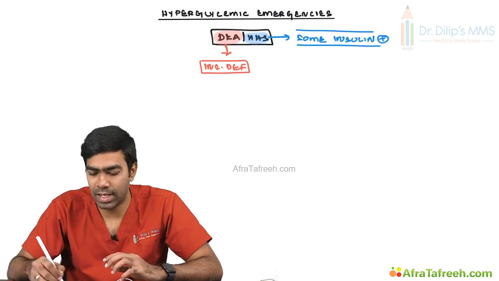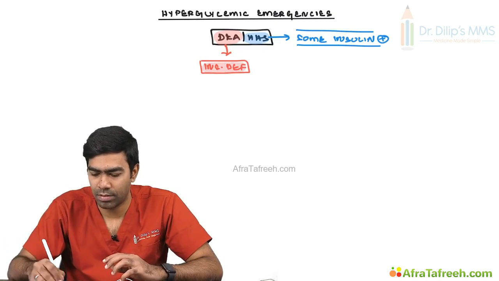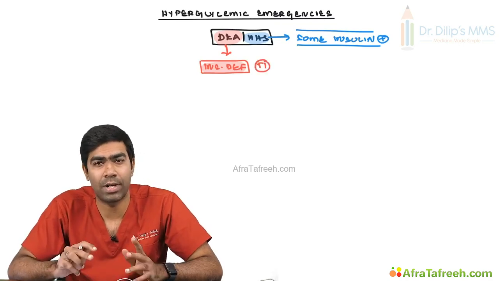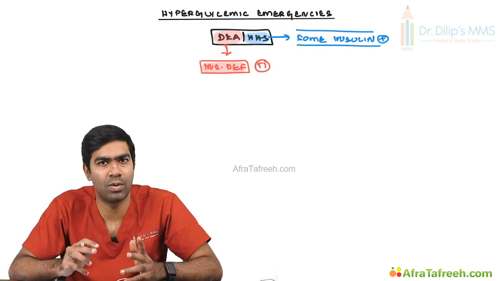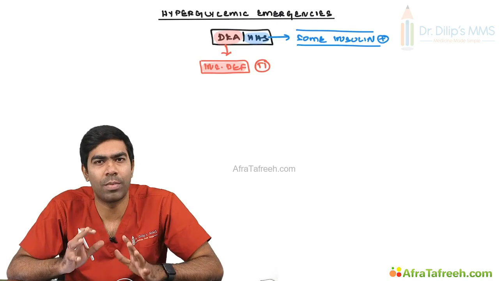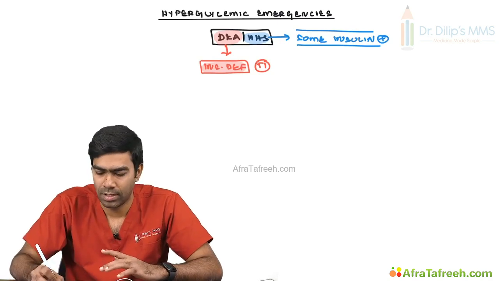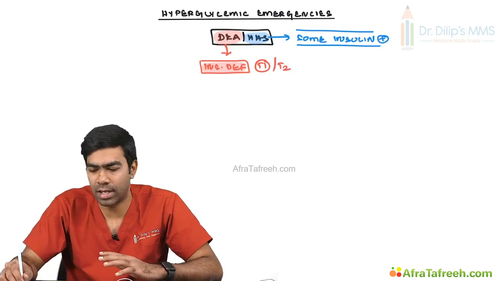Because DKA is due to insulin deficiency, we know very clearly it's very common in type 1 diabetes mellitus, because type 1 diabetes mellitus is associated with an absolute insulin deficiency. So the most common presentation of type 1 diabetes mellitus is DKA only. Usually they present as DKA. On the other hand, it can happen in certain patients. For example, 5% of type 2 diabetes mellitus patients can also have DKA in their life, but usually they do not present with DKA.